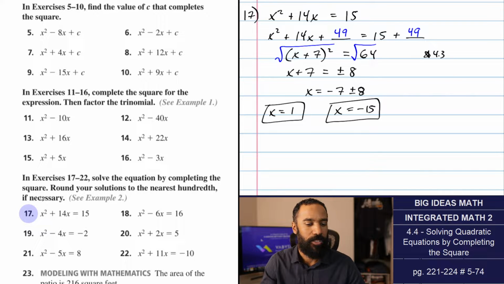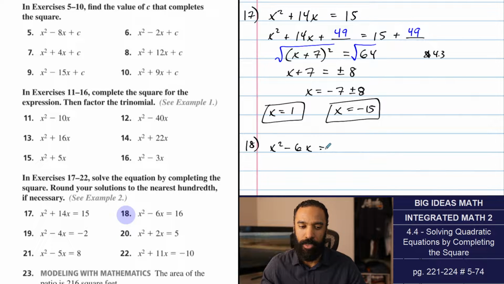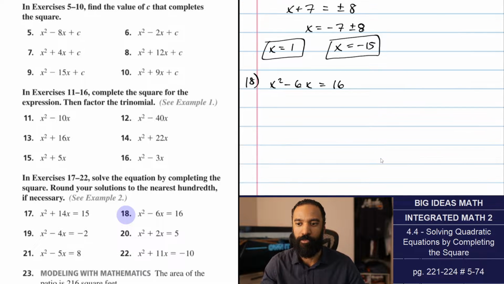Number 18. Let's solve x squared minus 6x equals 16. Knowing my factorization, this is also a factorable problem, of which we are not going to be doing. We are going to do the exact same thing we did on this problem before.